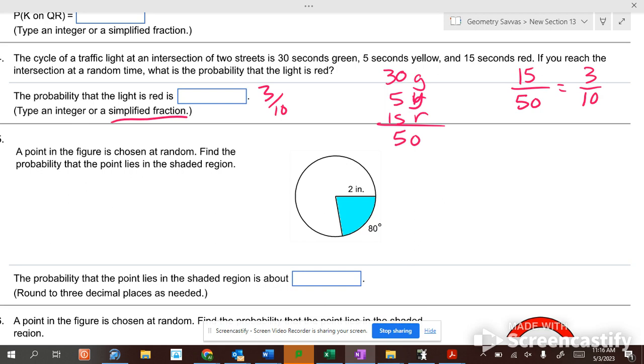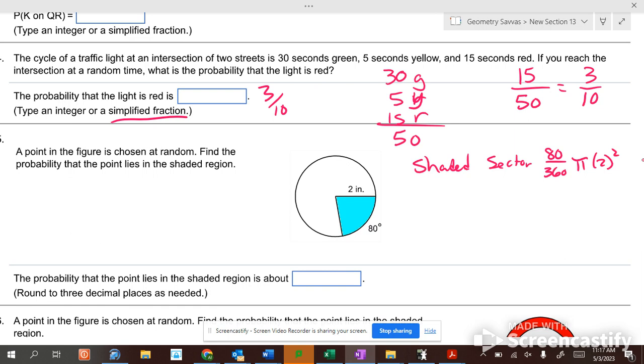If it says write it as a fraction, write it as a fraction, not as a decimal or percent. Okay. In this figure, what's the area of the shaded region out of the total area? Well, the shaded is a sector, right? So to find the sector area, it's the angle over 360 times pi times the radius squared.